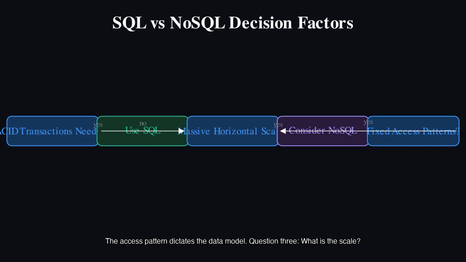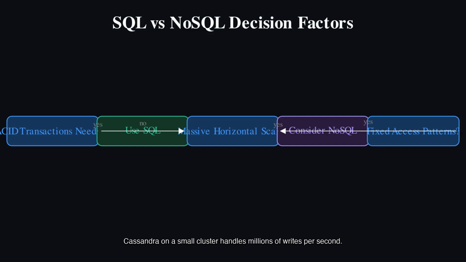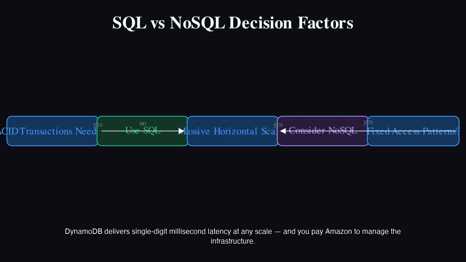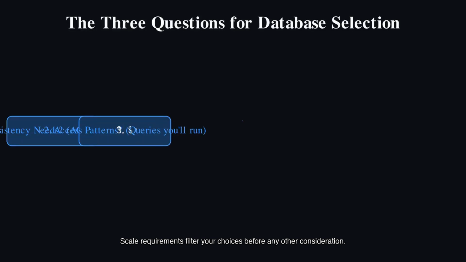Question 3. What is the scale? How many reads per second? How many writes per second? How many terabytes of data? A single PostgreSQL instance handles roughly 10,000 transactions per second on commodity hardware. Cassandra on a small cluster handles millions of writes per second. DynamoDB delivers single-digit millisecond latency at any scale. And you pay Amazon to manage the infrastructure. Scale requirements filter your choices before any other consideration.